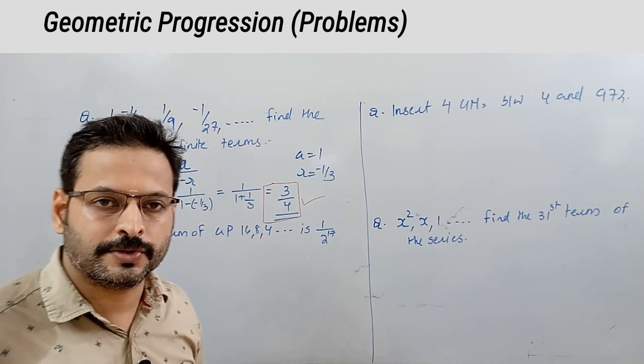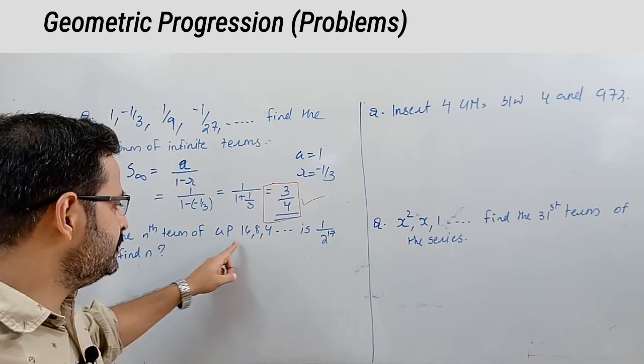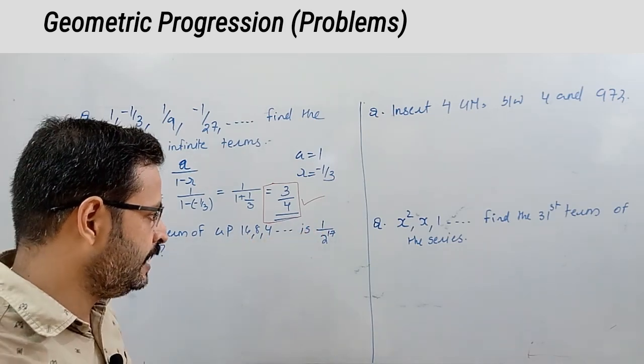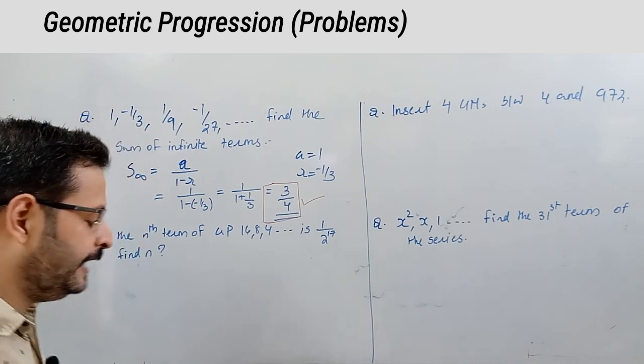Okay. Now the next question. If the nth term of the GP 16, 8, 4, etc. is 1 divided by 2 raised to 17, find n.